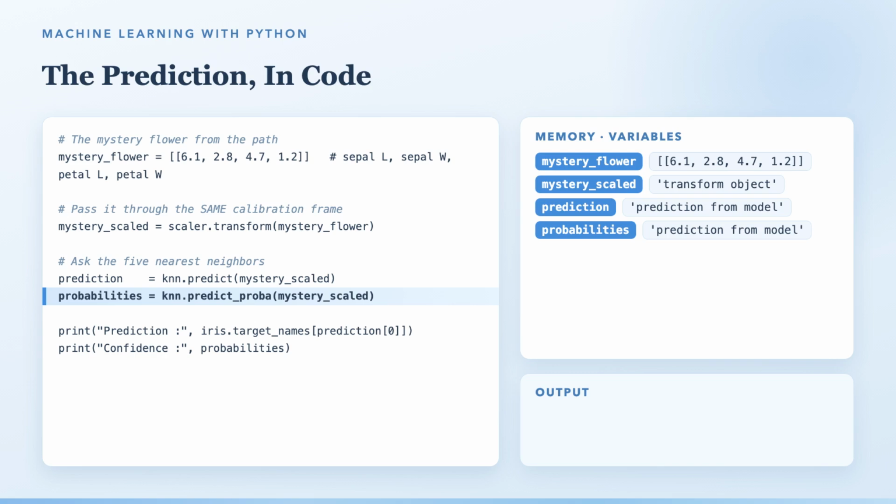First, mystery flower holds the 4 measurements inside a double-bracketed list. 6.1, 2.8, 4.7, and 1.2. Second, scaler transform passes it through the same calibration frame, giving us mystery scaled. Never skip this line. Third, KNN predict on mystery scaled asks the 5 nearest neighbors and returns the winning class, while KNN predict proba returns the vote fractions. Then 2 prints. Iris target names, with the first element of prediction, turns the number into a name, versicolor, and the probabilities read 0, 0.8, 0.2, 4 votes for versicolor, 1 for virginica, written as gentle fractions.